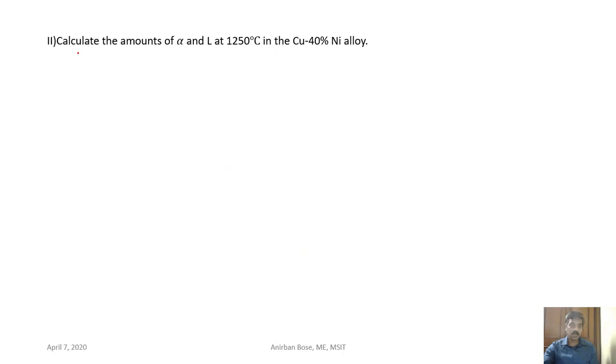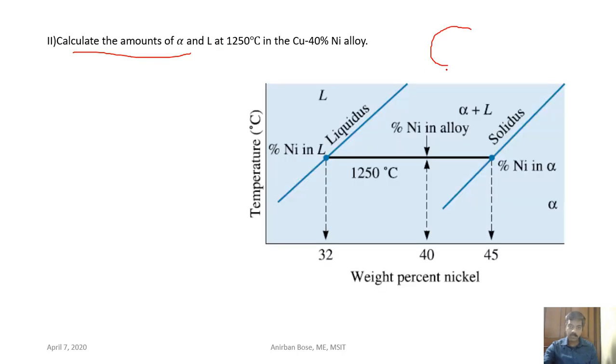So the second part, we have to calculate the amount of alpha. If you can find the amount of alpha in percentage, then 100 minus that will be the amount of liquid. So your problem is to find what fraction of solid is there. Suppose this is the solid portion and the remaining portion is liquid. This is the liquid portion, and you have to find this fraction.